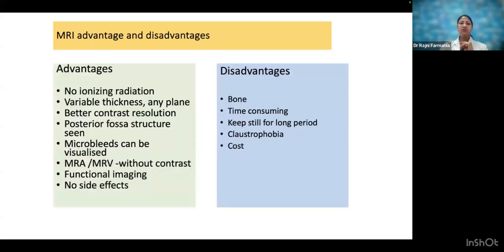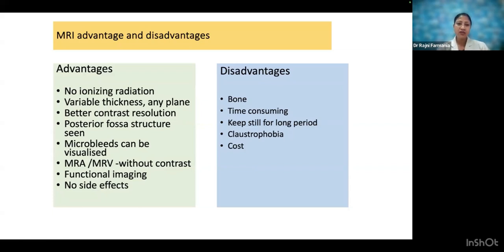So advantages, and this we all know, no ionizing radiations. The risk, especially in pediatrics, is of sedation. So whenever we think whether MRI or no MRI, sometimes we postpone getting an MRI done just for the risk of sedation, especially from 0 to 2 years of age when the child is very small.